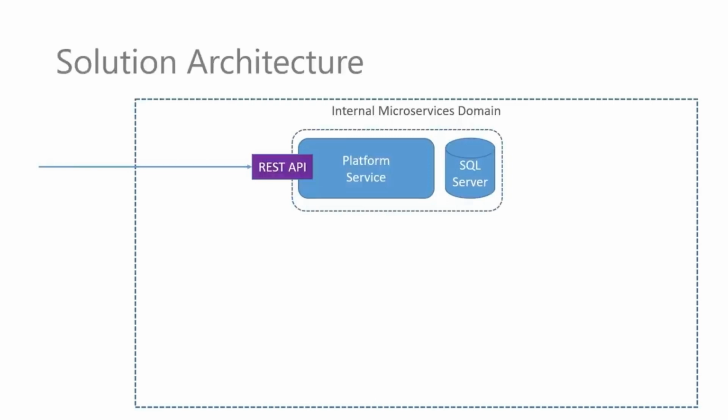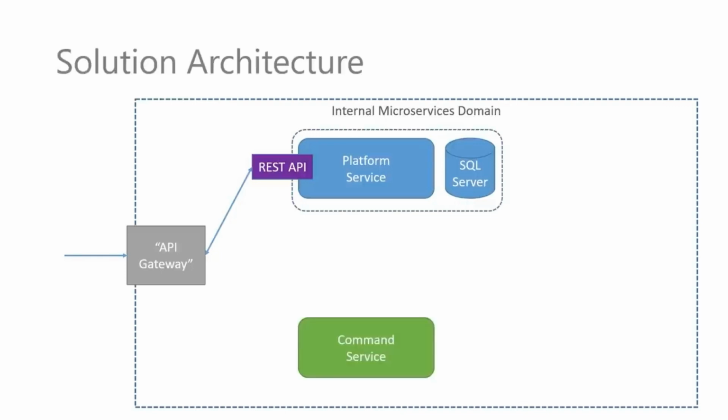Now we can theoretically access that API directly from externally into our internal microservices domain, and we will do that just while we're developing. But ultimately, we're going to use this concept of an API gateway, which is really going to front up all our services. And so any external requests coming in are going to get routed internally to our relevant services. And so in this case, you can see our API gateway is routing through to our platform service using its REST API. Then our command service, it's going to have its own unique database just for it.